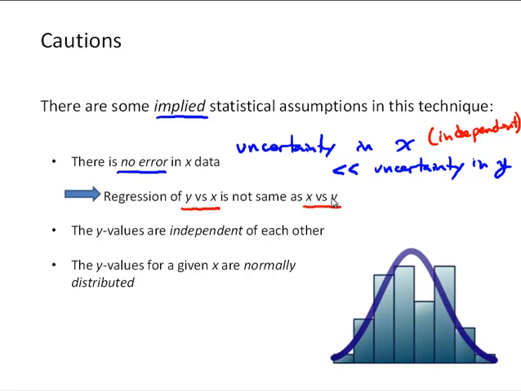Another implicit assumption is that the y values are independent of each other, so the y values don't influence each other in the data set. And if we took enough y values at a given x, they would be normally distributed. So recall that normal distribution here, the bell curve about some mean, call that y bar sub i, would be the mean y value at a given x sub i. And given enough data points, each y value would be normally distributed at that data point. So just keep those in mind whenever you're applying this curve fitting algorithm.